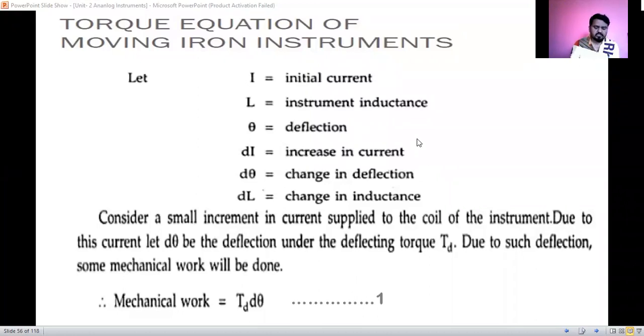In the previous class, we already discussed the different types of moving iron instruments. There are mainly two types: one is attraction type, the second one is repulsion type. Repulsion type is again classified into two types. What are those types?